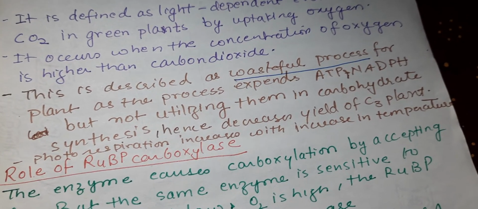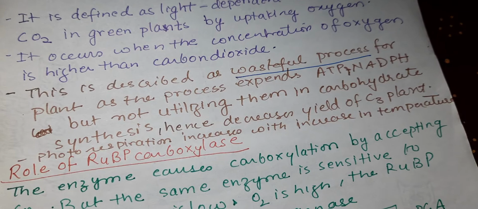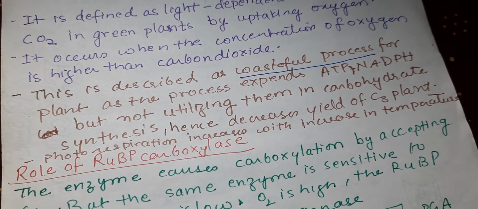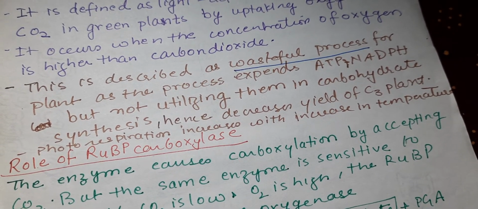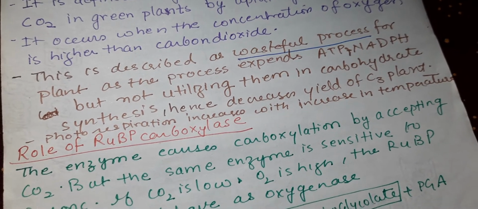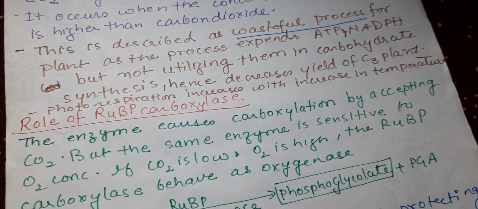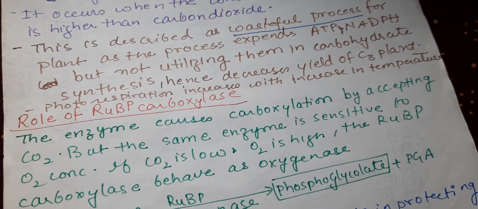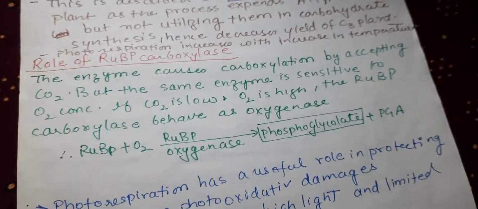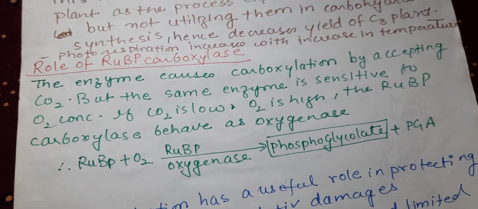Why? Because the process expends ATP and NADP but does not exactly utilize them in carbohydrate synthesis, hence decreases the yield of C3 plant. Photorespiration increases with increase in temperature. So there is an enzyme RuBP carboxylase which plays the role over here.